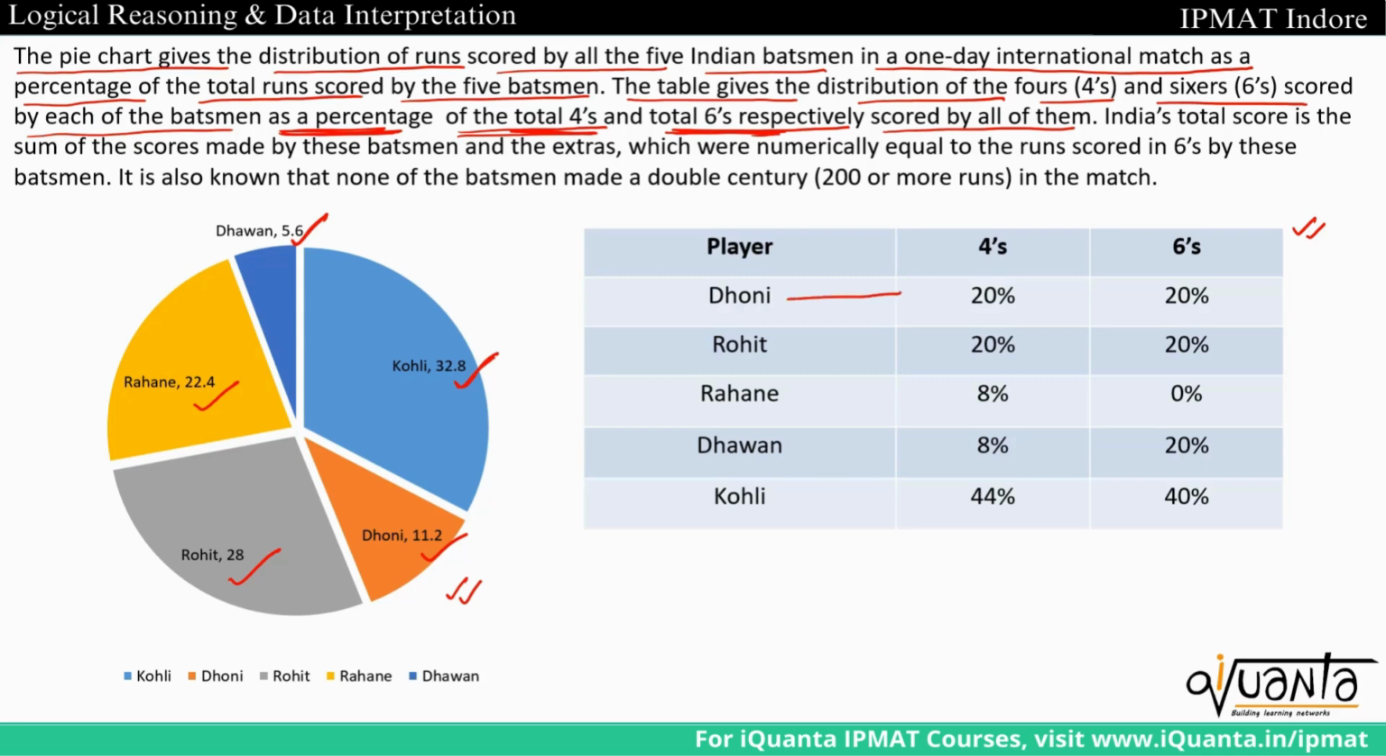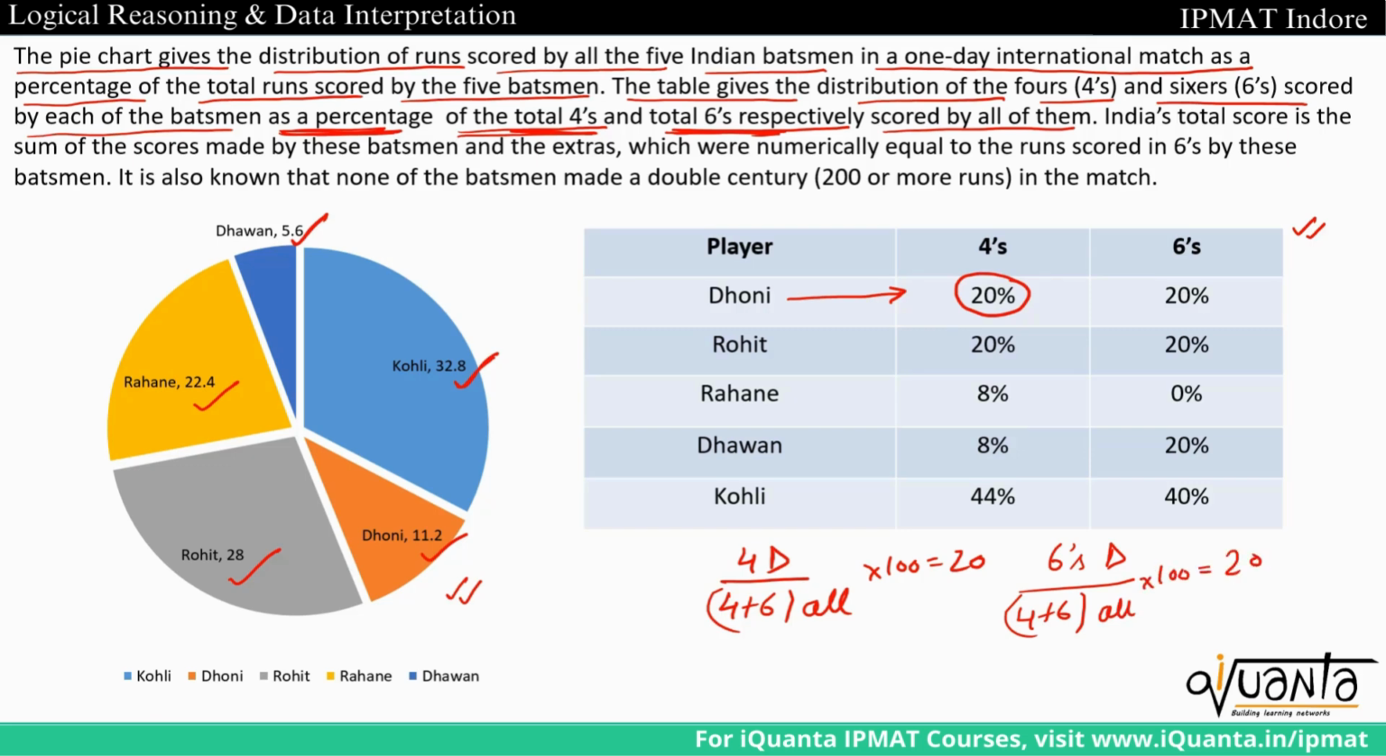For Dhoni we have fours as 20%. That means the number of fours by Dhoni upon number of fours and sixes by all, into 100, will be equal to 20%. Similarly, sixes by Dhoni upon fours and sixes by all, into 100, for Dhoni it is again 20%. So this is the data that has been provided in the table.